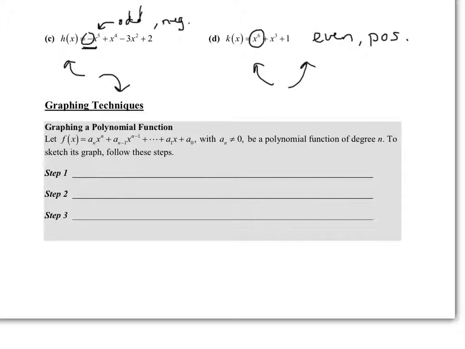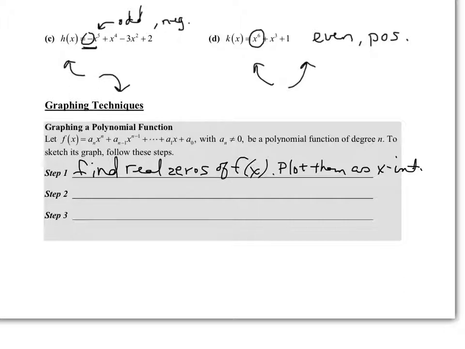And so the very first thing that we will do is we're going to find the real zeros of our function. In other words, it's important for me to know where it is crossing the x-axis, or where it is touching, or where it is wiggling as it goes through. And I have to plot them as x-intercepts. So that means I'll need to pay attention to how many times it occurs as a zero.